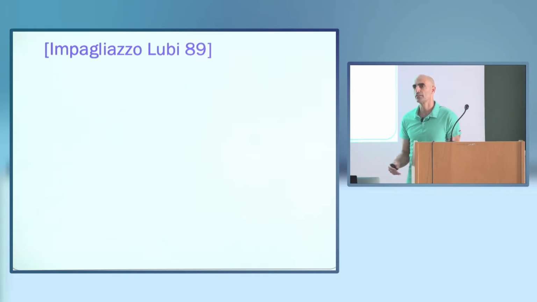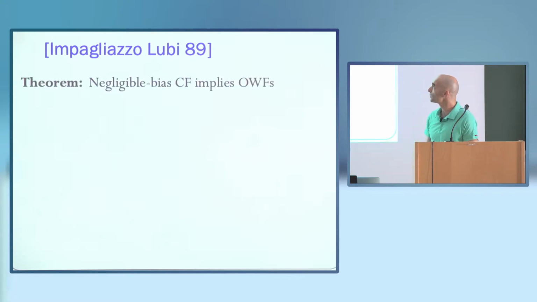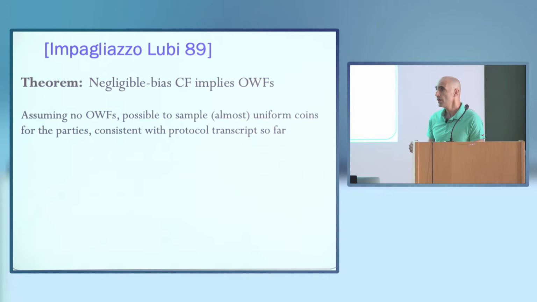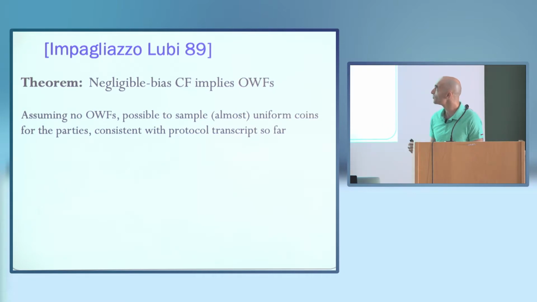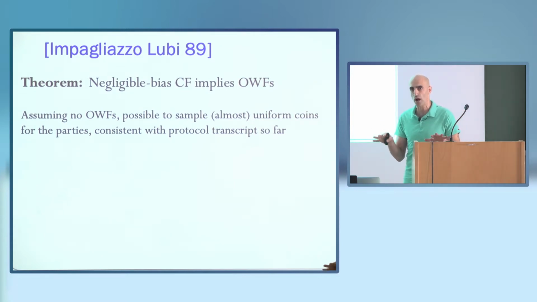How do they go about showing that a negligible bias coin flipping implies one-way functions? So the main tool that they show, as Iftach already told you about, is that distributional one-way functions imply one-way functions, and therefore, given a transcript of the protocol, I'm not going to define the function. I'm going to be vague about it for a while. I'll tell you about the actual function later. But given a transcript, you can sample almost uniform random coins for this transcript that agree with this transcript.